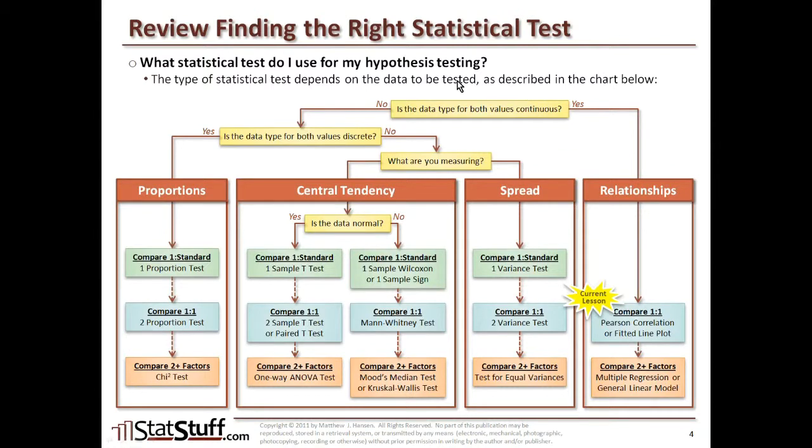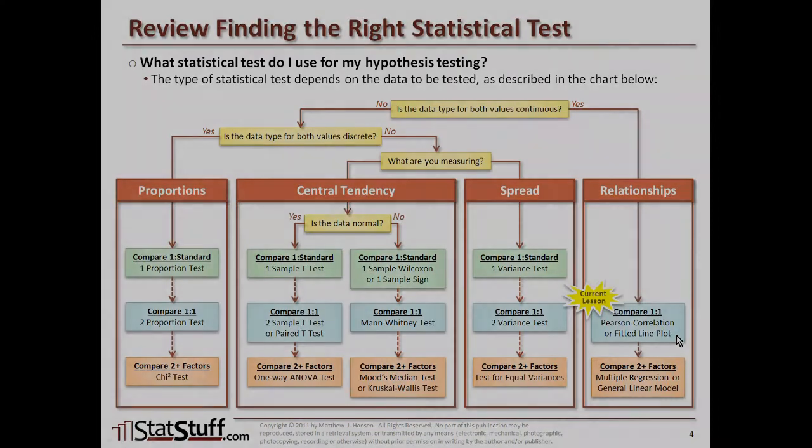with asking the question, is the data type for both values that we're comparing continuous for both of them? And when they both are, then we'll find ourselves going down this path for doing relationship types of testing. And when we're comparing two values, one with each other, then the type of test we can use in this example would be a Pearson correlation or a fitted line plot. And those are the tests that we're going to be going over in this lesson.